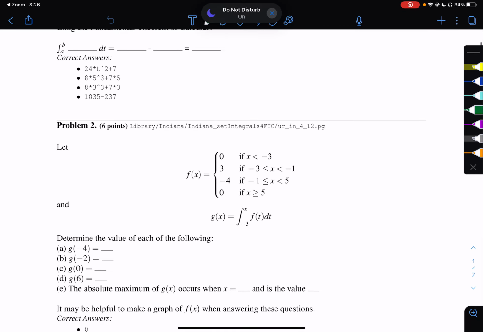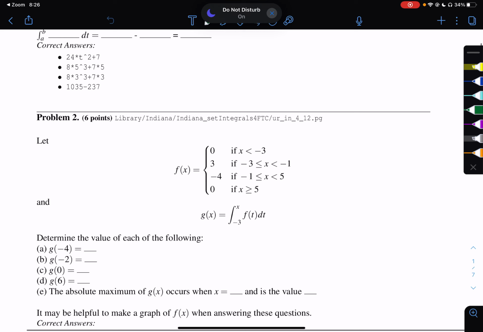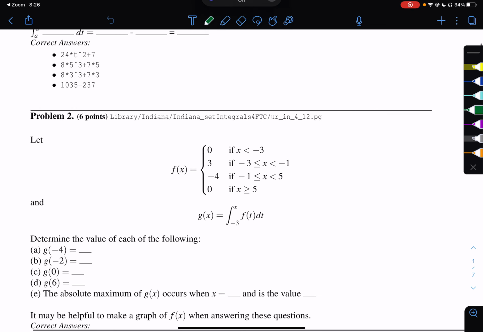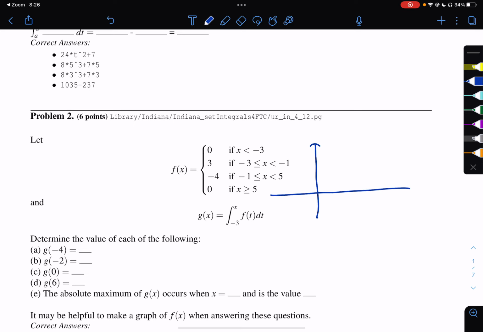So for problem 2 in this homework, you are given a function and you are asked to find the integration of that particular function. Because the function is a piecewise constant function, it's easy to discuss if you were to plot the graph. For this function, if it's less than -3, the graph is 0.